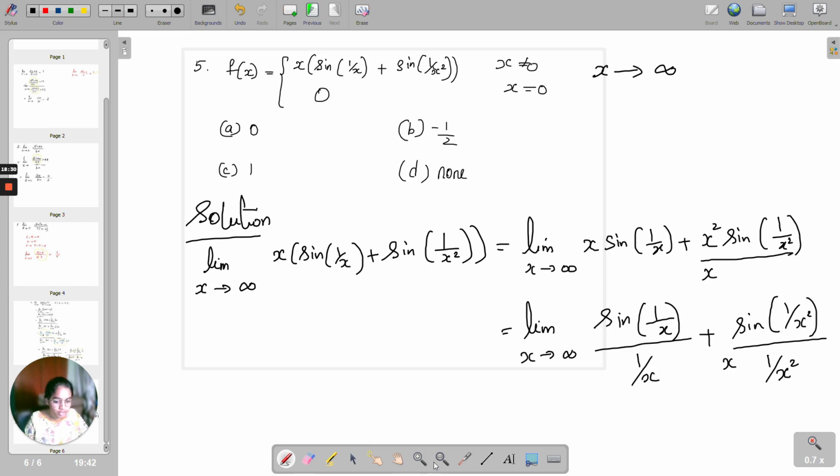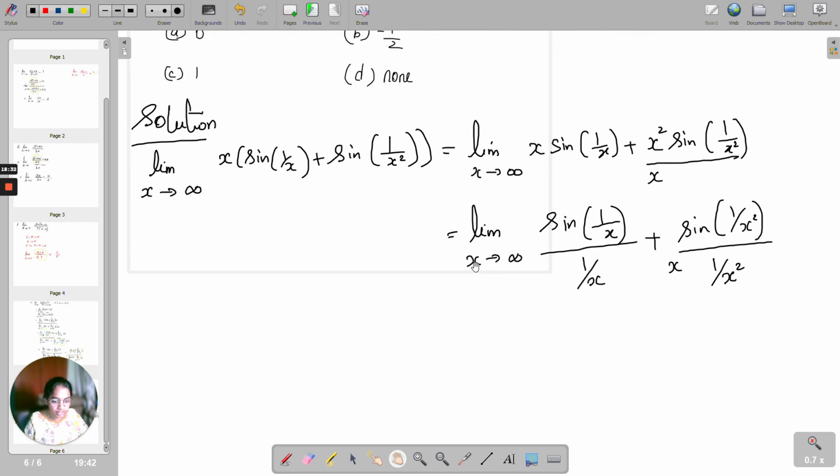So now you see we have limit x tending to infinity, but the formula is for x tending to 0. Now let me do the substitution method. I am substituting t as 1 divided by x. So what happens if x is tending to infinity? t is equal to 1 divided by infinity, which is 0.